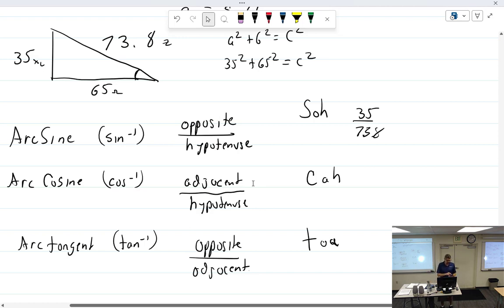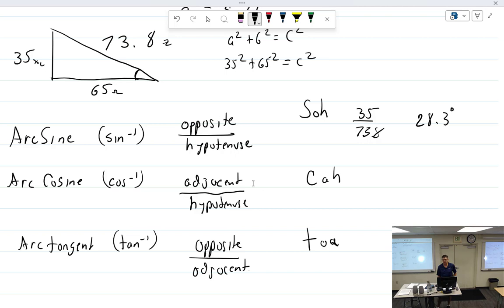So what we do is second sine, 35 divided by 73.8, close the parentheses, equals 28.3. That's degrees. That is the angle. It was that easy. So this angle right there is 28.3 degrees.